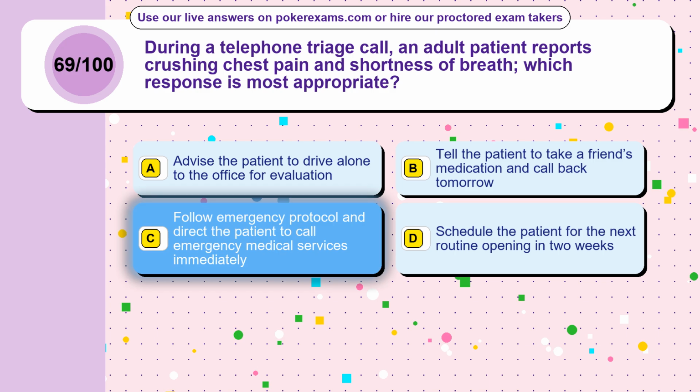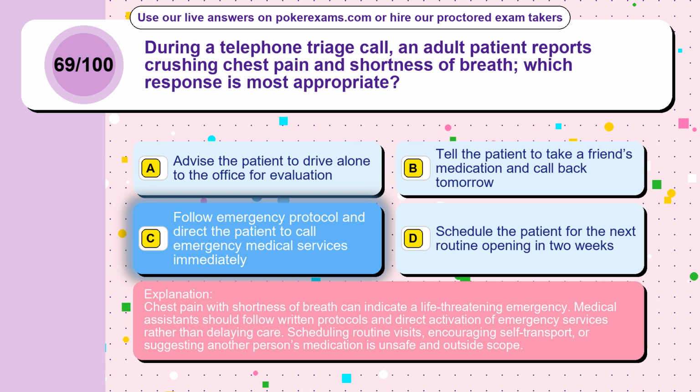The correct answer is option C, follow emergency protocol and direct the patient to call emergency medical services immediately. Chest pain with shortness of breath can indicate a life-threatening emergency. Medical assistants should follow written protocols and direct activation of emergency services rather than delaying care. Scheduling routine visits, encouraging self-transport, or suggesting another person's medication is unsafe and outside scope.